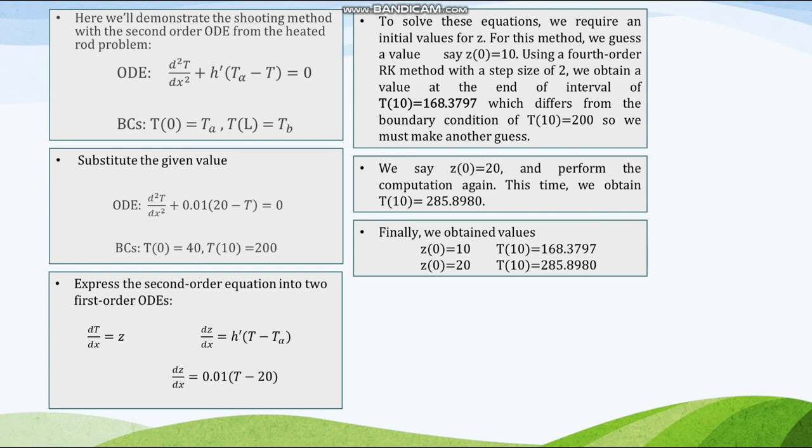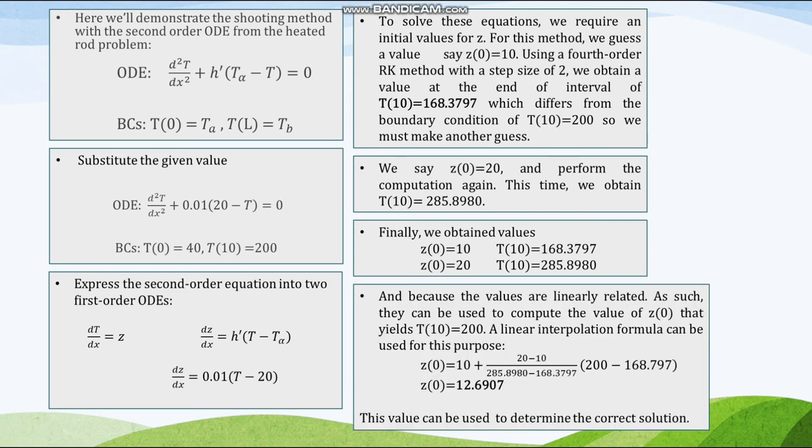If z(0) equals 10, then T(10) is equal to 168.3797, and if z(0) equals 20, then T(10) is equal to 285.8980. Because the values are linearly related, they can be used to compute the true value of z(0) that yields T(10) equal to 200.